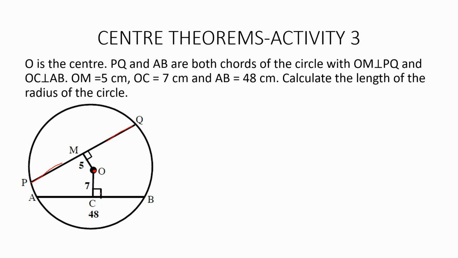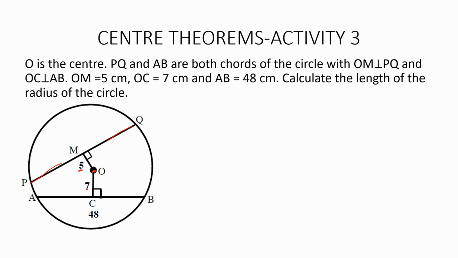OM is 5. Where is OM? Yes, I can see this 5. OC is 7. I can see this 7. And AB is 48. Calculate the length of the radius of the circle. Which line is the radius here? I can't see any radius, so I need to construct. What can I construct here to create a radius?